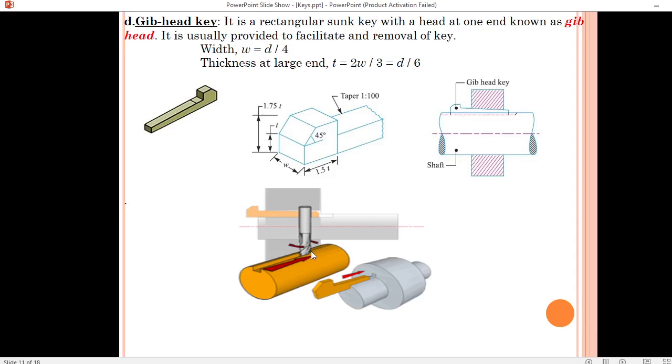and here in this diagram see how the slot is prepared and how this gib key is inserted in this shaft and the hub. So here the taper section should be 45 degree, and this is the width, this is the thickness. So width is equal to D by 4 and thickness is equal to 2W divided by 3, that equals to, in place of W we are putting D by 4 and we are getting D by 6. So here this is a gib key and it is also tapered and it is in the ratio of 1:100.